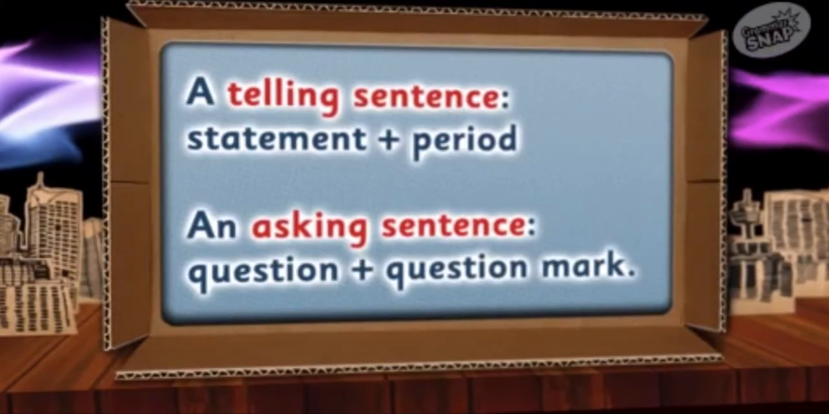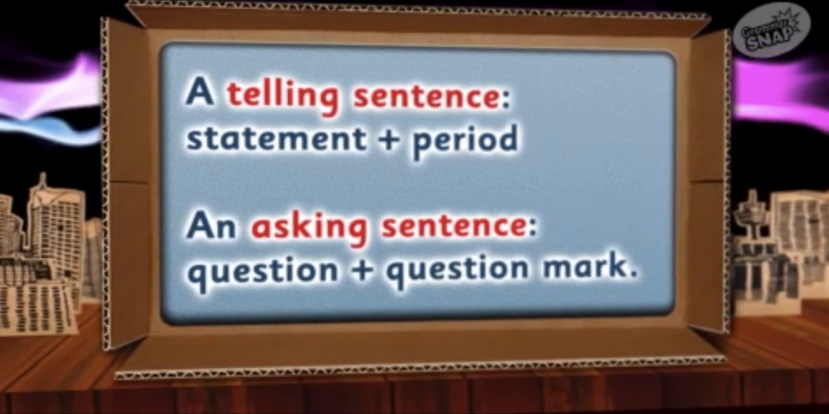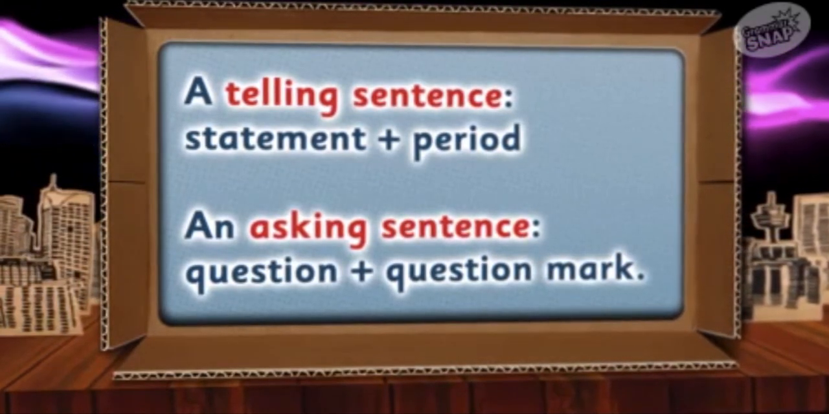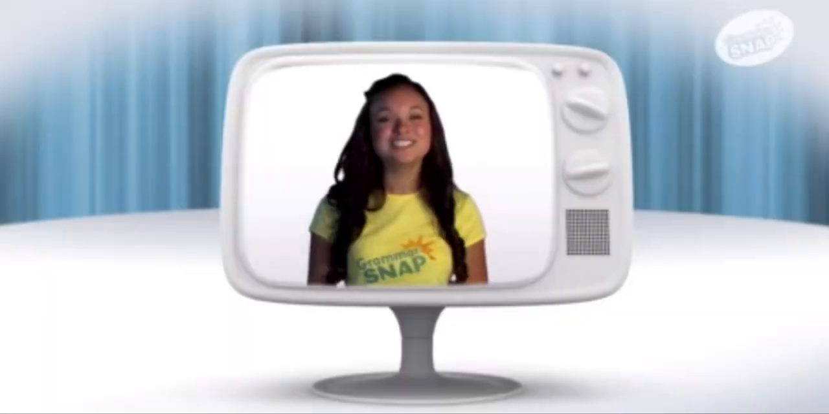A telling sentence is a statement and a period. An asking sentence is a question and a question mark. Check out Grammar Stop for more.